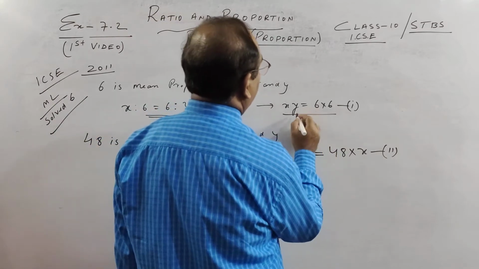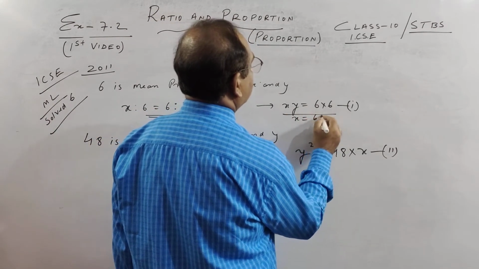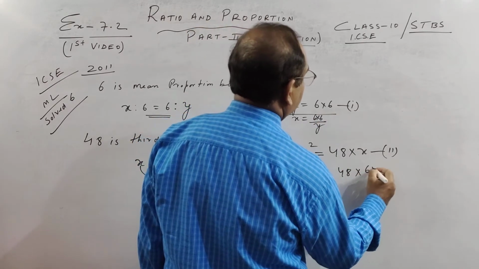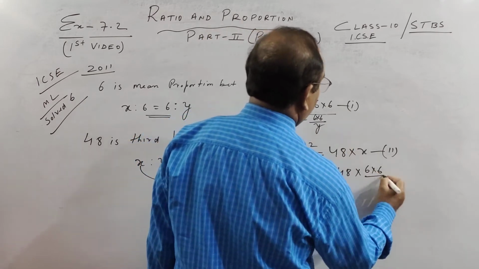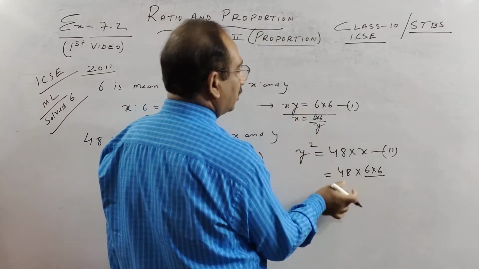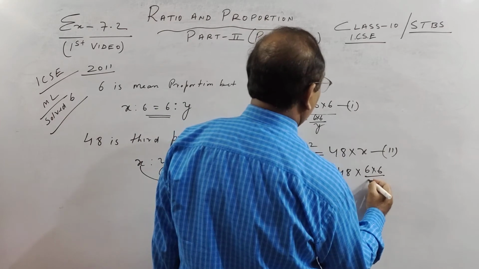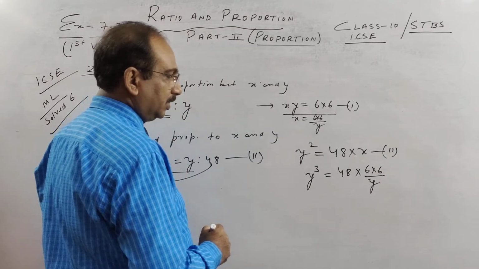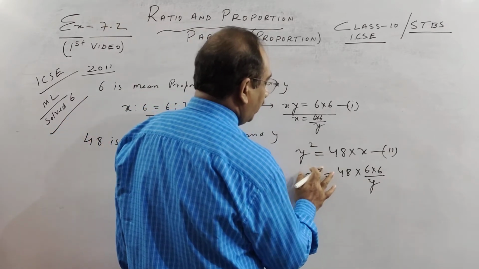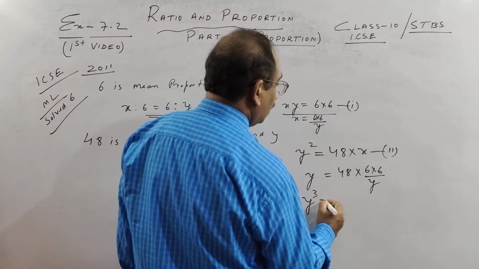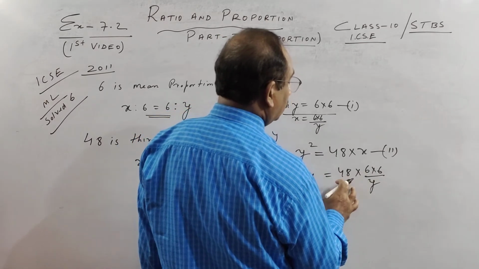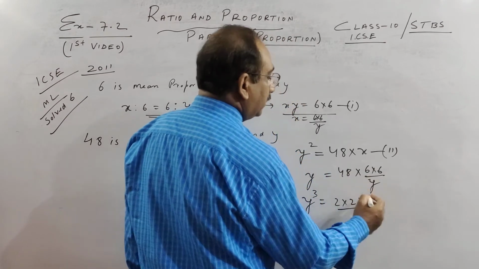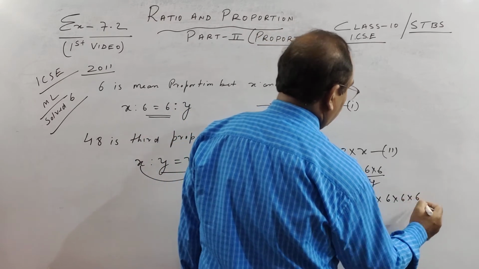So here you see, children, anyway you can solve it. X is 6 into 6 by y. So here I substitute the value of x from equation 1 and put it in equation 2. Okay. So this is what we get. Now y comes here, it will become y cube now. And here we can write 6 8s are 48. So 2 into 2 into 2, 8 6s are. Okay, so y cube is this.